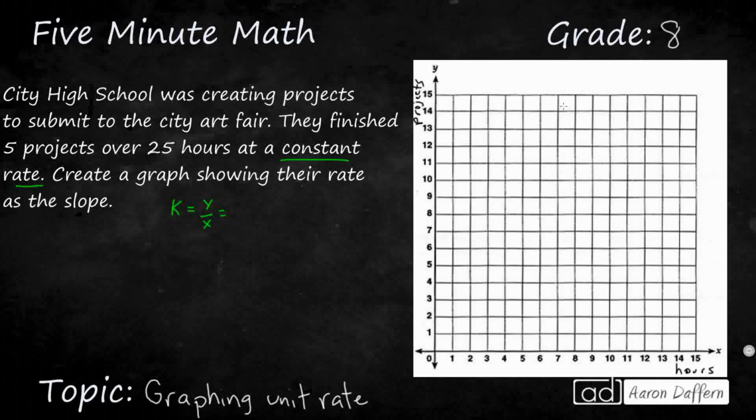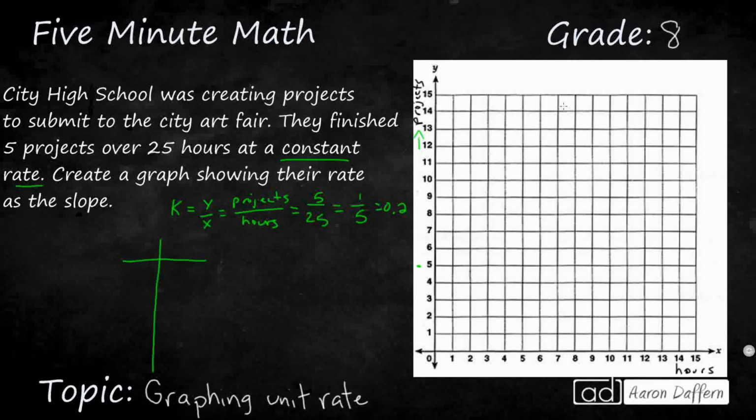All right, we've got our projects. It's going to be our y-axis, y value. X is going to be our hours. So what do we know here? I've got 5 projects, okay, over 25 hours. If I want to simplify that, that looks like that's going to be 1/5, or I could say 0.2. This can be a very shallow slope. So let's go ahead and graph this, because I can graph the 5 projects, but I can't graph the 25 hours. My graph isn't big enough.